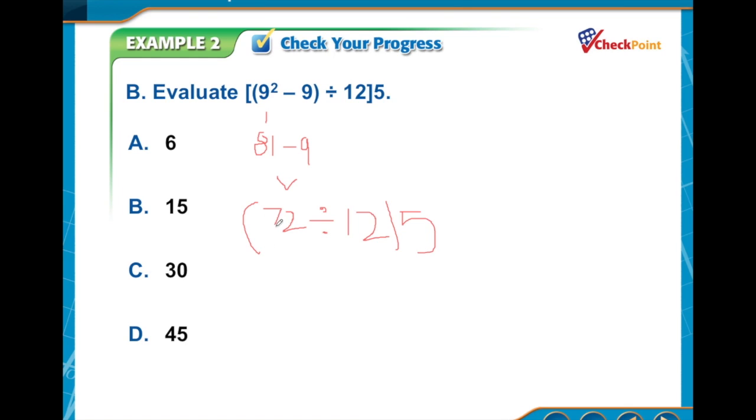So I know I can do it in a calculator, or I can just do it by mental math. 72 divided by 12 is going to give me 6. And 6 times our 5 on the outside would give me 30. So if I evaluated this correctly, our final solution when using proper order of operations would be C, 30. And that is in fact the answer. So when we evaluate that expression, our solution is 30.